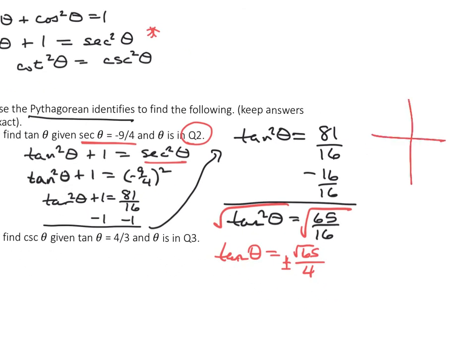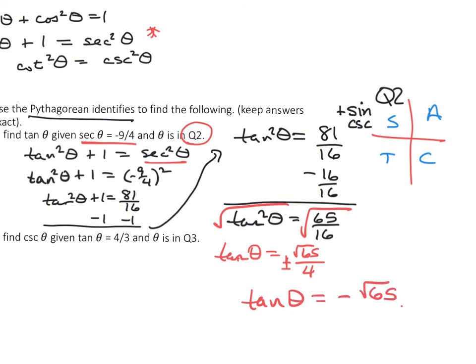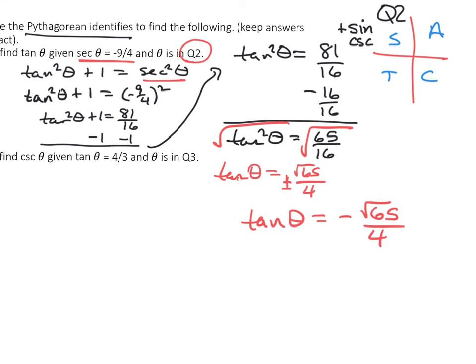So this is where I'm going to do my All Students Take Calculus. And I can see that in quadrant 2, the only things that are positive are sine and cosecant. The other 4 are negative. So from this answer, I'm only keeping tangent of theta equals negative square root 65 over 4. If you're keying this into Canvas, you're going to key in negative SQRT 65/4.